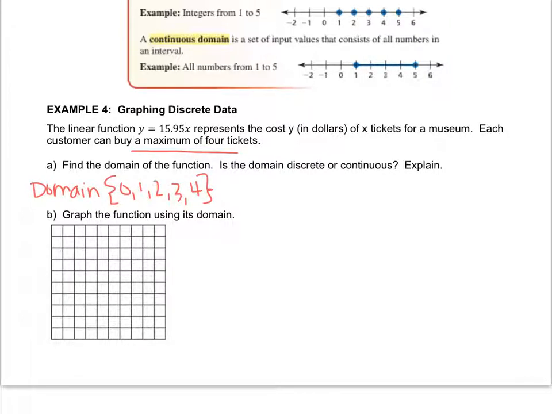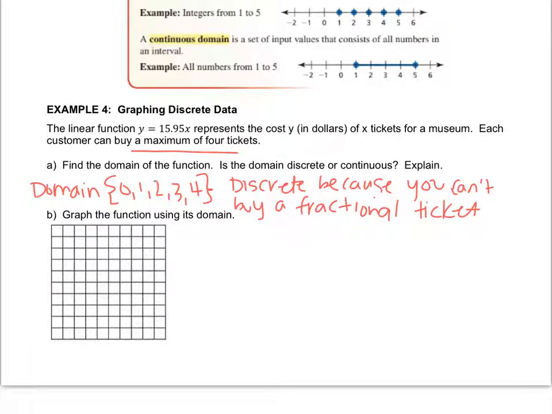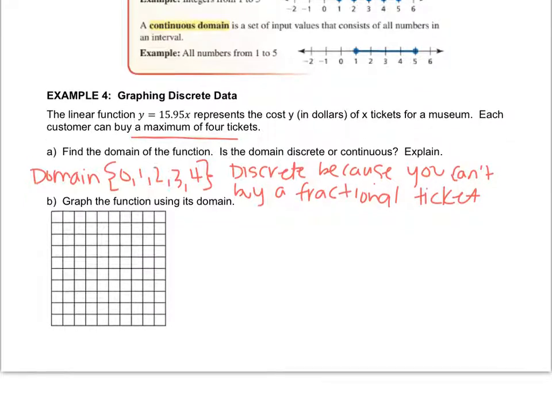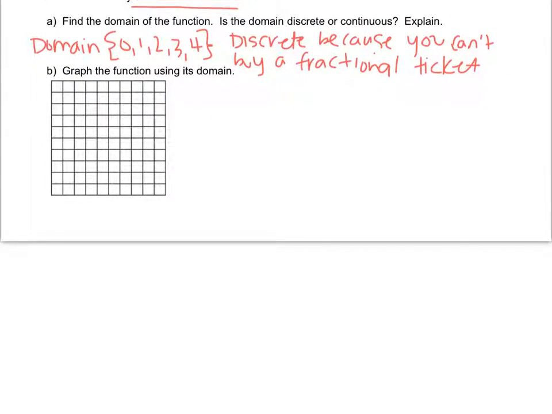Then they ask, is it discrete or continuous? Remember, discrete means that you can only use specific values, and continuous means that there's a nice range. And I just mentioned before that you can't buy a fractional ticket, so that means it is discrete. And then the last thing that we have to do for this question is to graph it. As I graph, I'm going to only do the values 0, 1, 2, 3, and 4. So I'm going to have myself land in the first quadrant only.